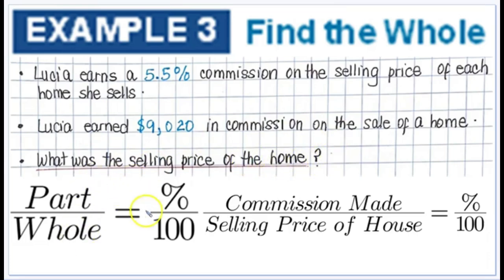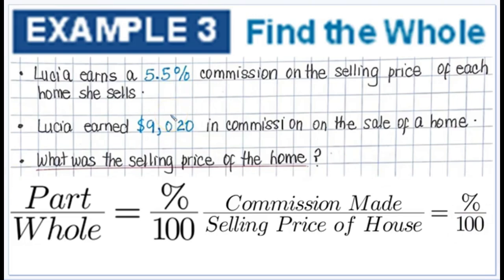So we've got the part over whole equals percent over 100. We all should know that by now, okay? So in this problem, the commission made is the part, and the selling price of the house is the whole. So we do not know the selling price of the house. That's what they're asking for, okay? House, home, synonyms, everybody. But we do know the percent is 5.5, and we know 100 because it's 100, everybody. All right, so let's go to the next slide to work this out.